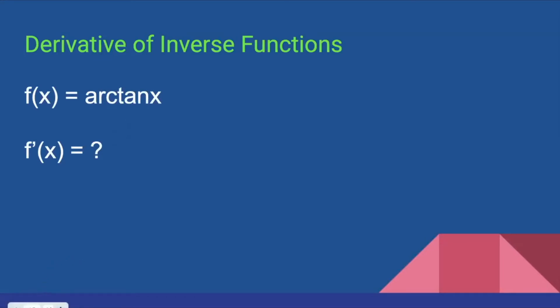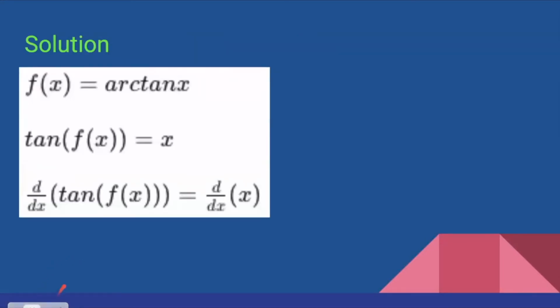So what is the derivative? Well, the first step is to take tangent on both sides. And on the right side, tangent and the inverse tangent cancel each other out, leaving you with just x. And on the left side, we have tangent of f of x. And then now we differentiate both sides of the equation.